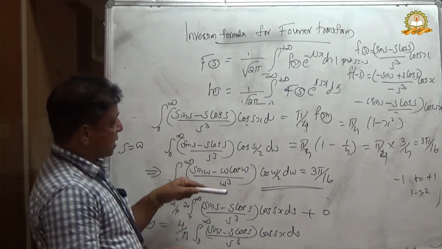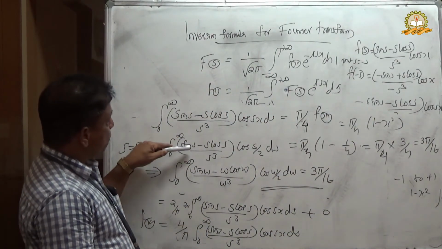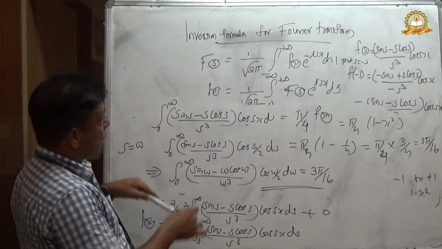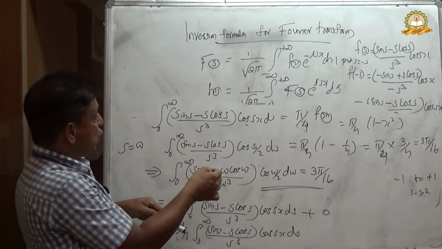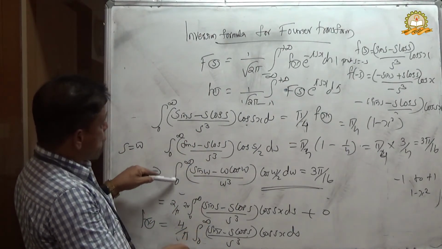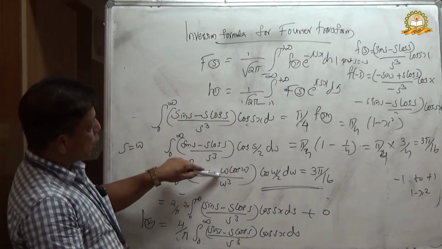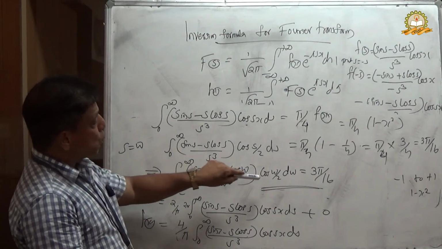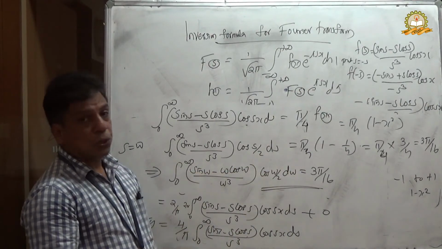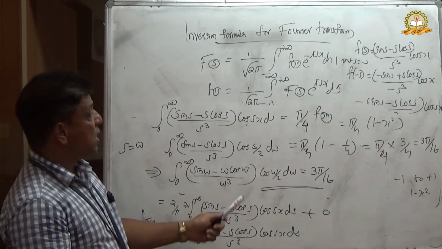The final result, before we underline it, put s is equal to omega. Our result is in terms of omega. Therefore, changing to omega, 0 to infinity of (sin omega minus omega cos omega) by omega cube into cos omega by 2 d omega is equal to 3 pi by 16. This is the required result.